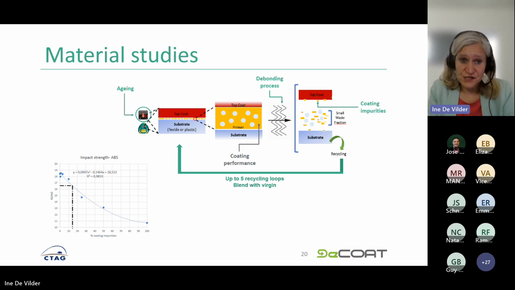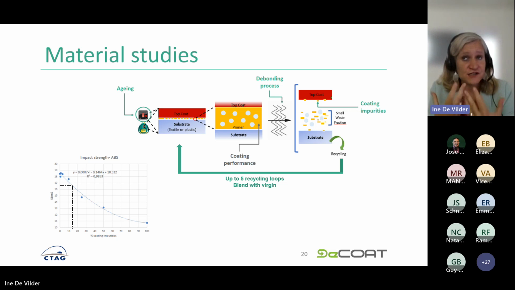Of course, we did quite some material studies in the project, especially partner CTEC did a lot of those. So we checked the aging of the samples because we needed to know if the coating was still functional after aging, if we can still debond it. So that was one thing we looked at. We looked at the coating performance. If you put an additional primer layer in between, we still need to make sure that we achieve all the functional requirements. So like the coating adhesion and so on. We also looked at the influence of the debonding process. For example, when you bring the material into contact with solvents, we need to make sure that the solvent didn't affect the material too much.